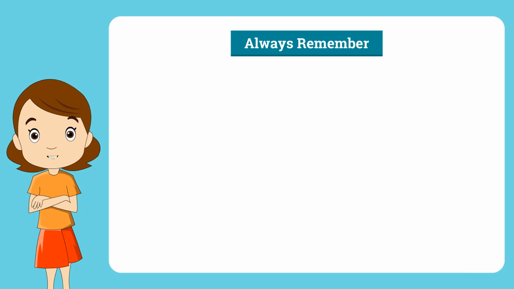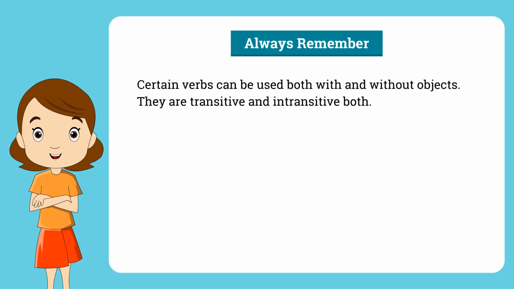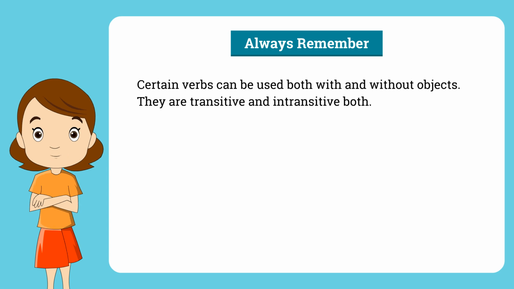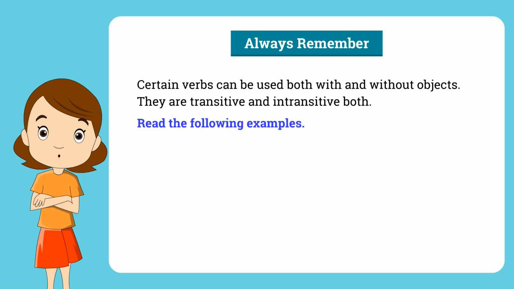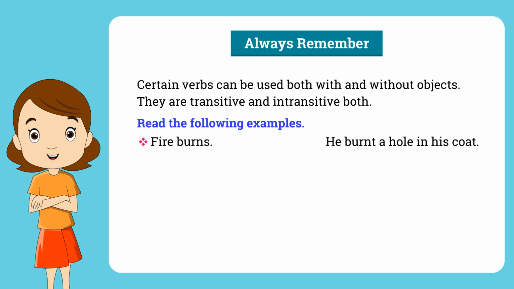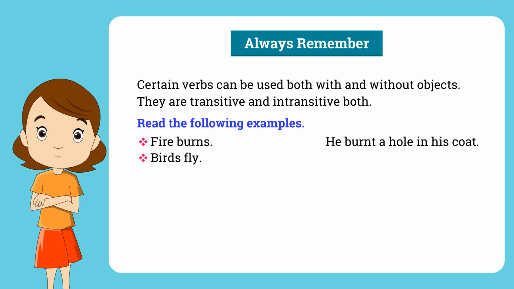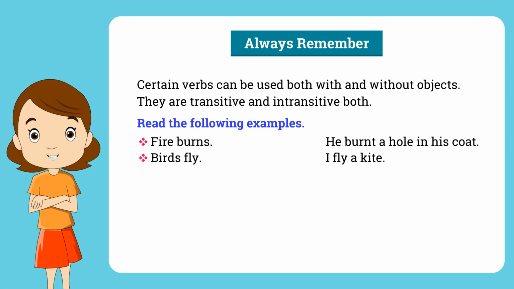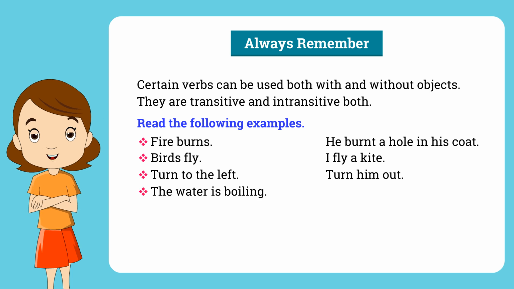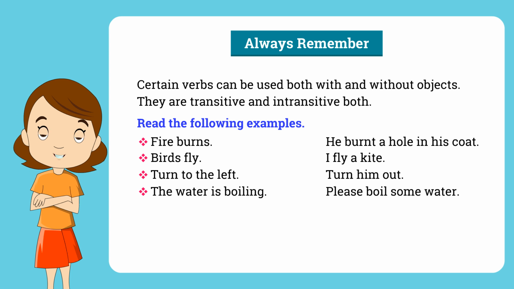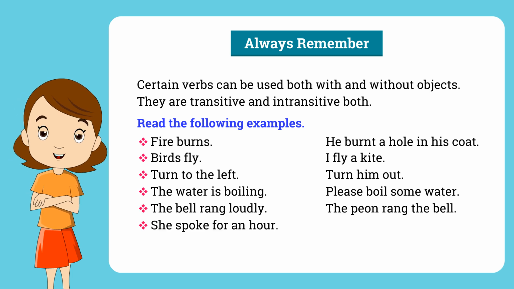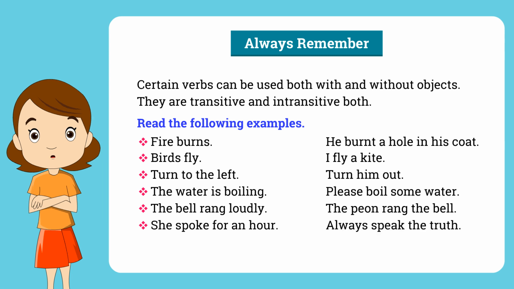Always remember, certain verbs can be used both with and without objects. They are transitive and intransitive both. Read the following examples. Fire burns. He burnt a hole in his coat. Birds fly. I fly a kite. Turn to the left. Turn him out. The water is boiling. Please boil some water. The bell rang loudly. The peon rang the bell. She spoke for an hour. Always speak the truth.